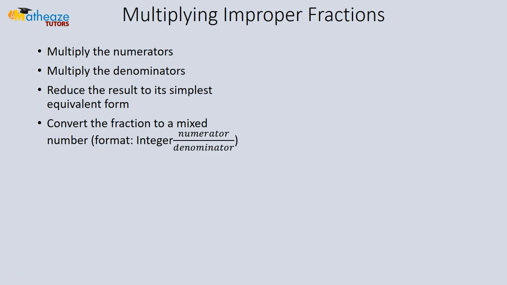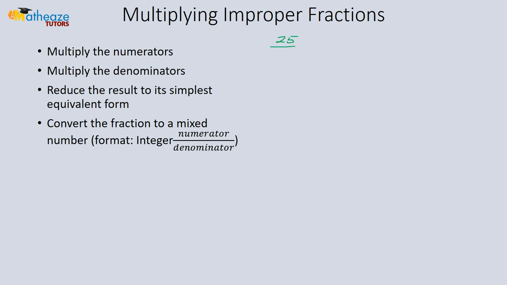Next, we're going to look at multiplying improper fractions. So we're going to multiply, same method. The only thing that changes here is we will convert this to a mixed number when we're done. So let's get started with this.